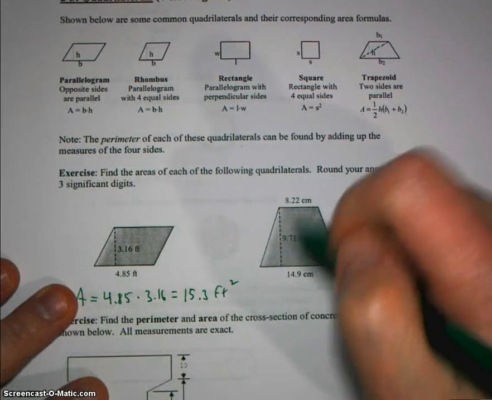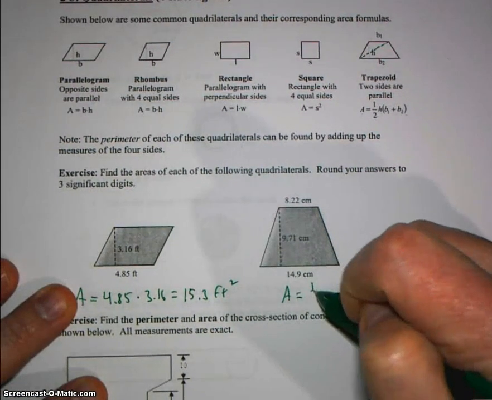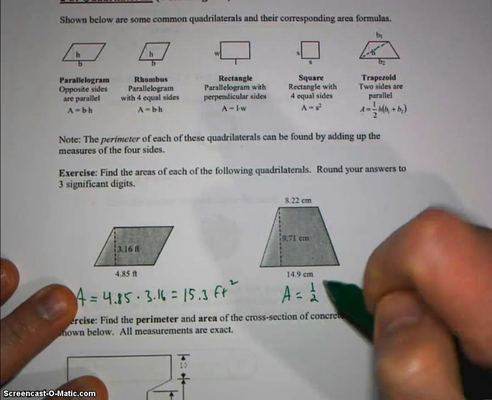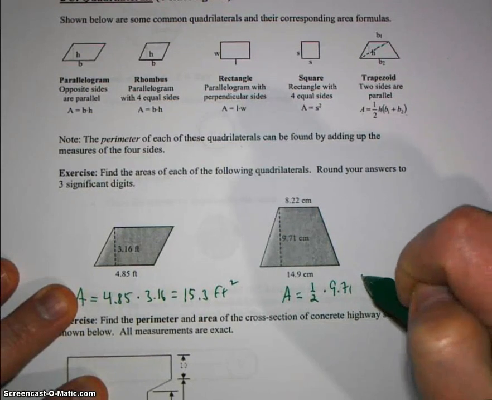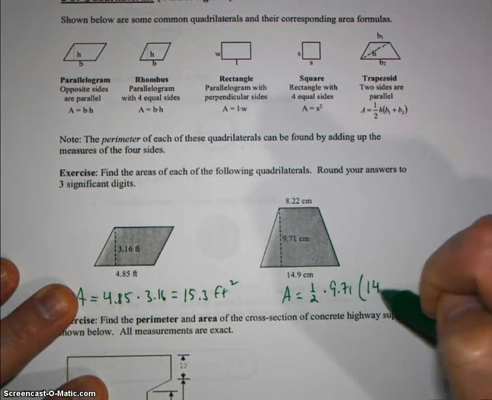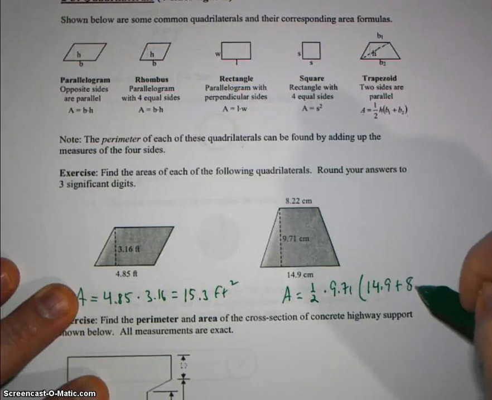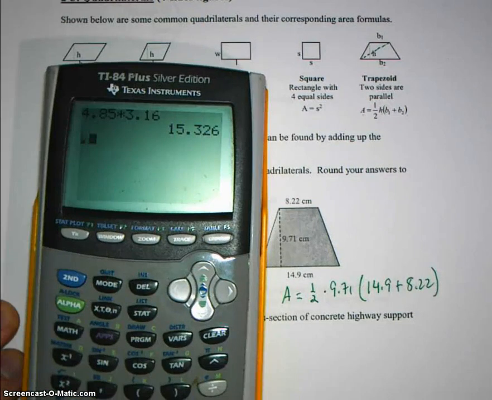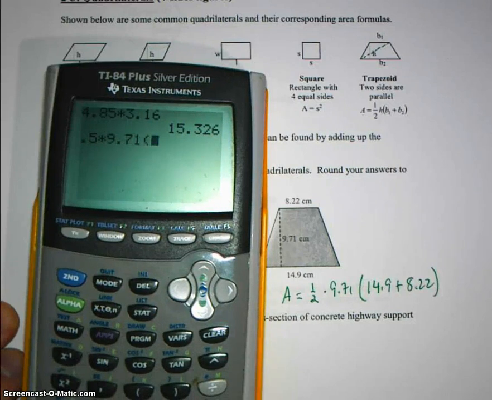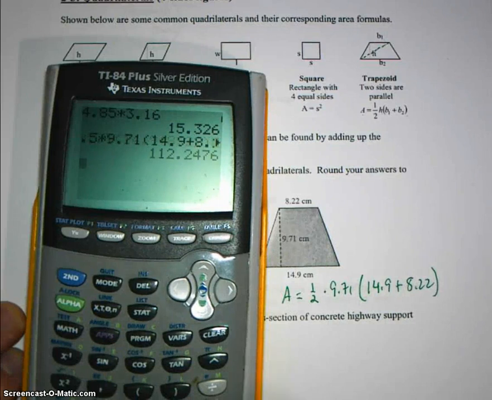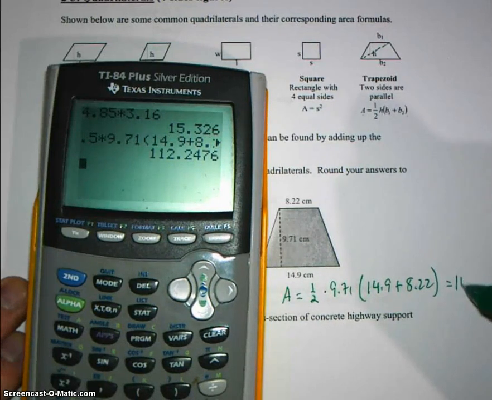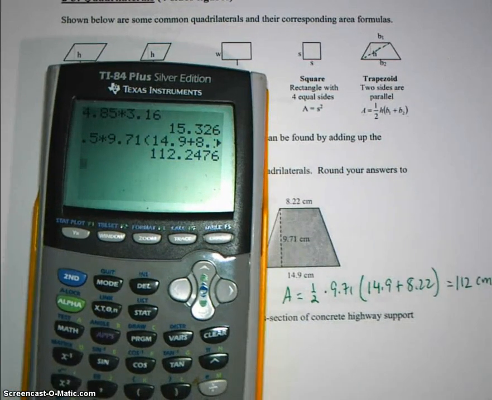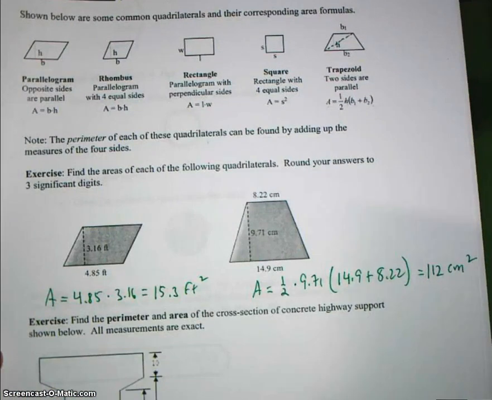All right, this one, we have a trapezoid, so area is going to be 1/2 times the height. The height is 9.71 times base 1, 14.9, plus base 2, 8.22. Okay, and I grab my calculator. 0.5 times 9.71 times 14.9 plus 8.22 is 112, rounding to three significant digits. Square centimeters. I just put a square there, even though it ran off the edge of the camera.